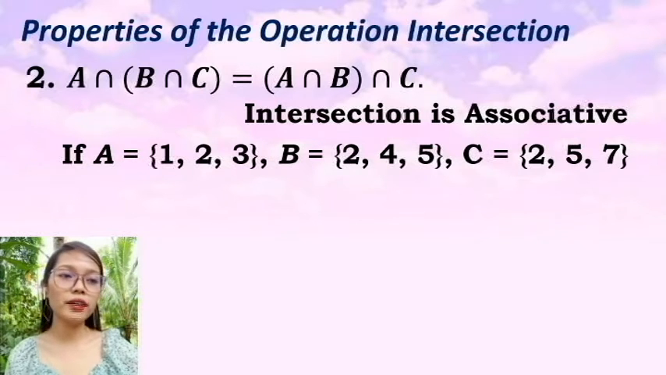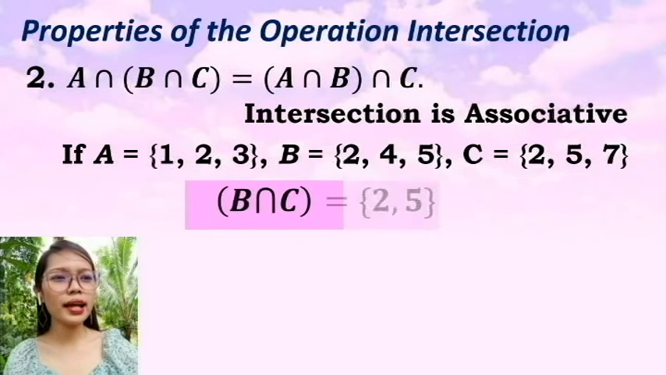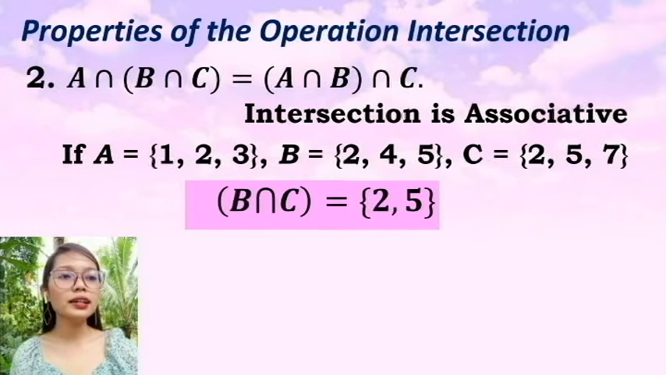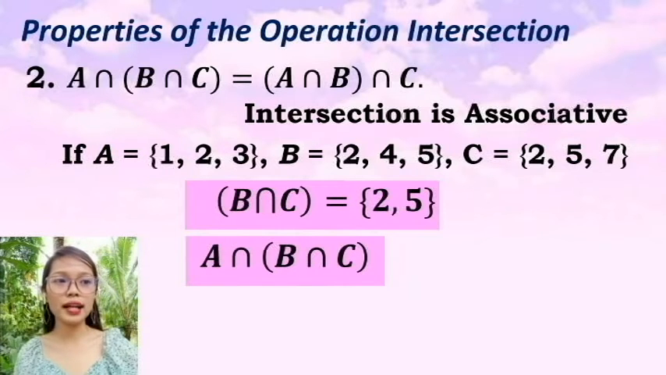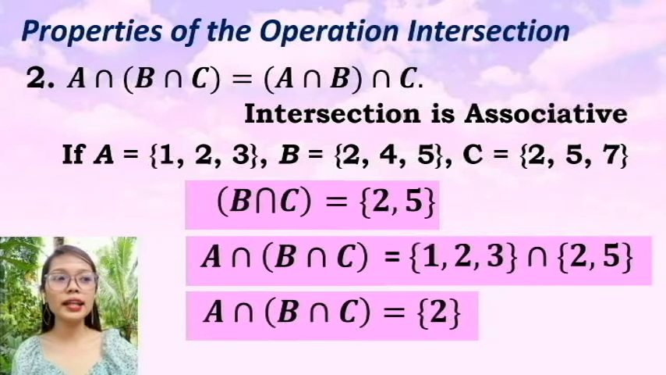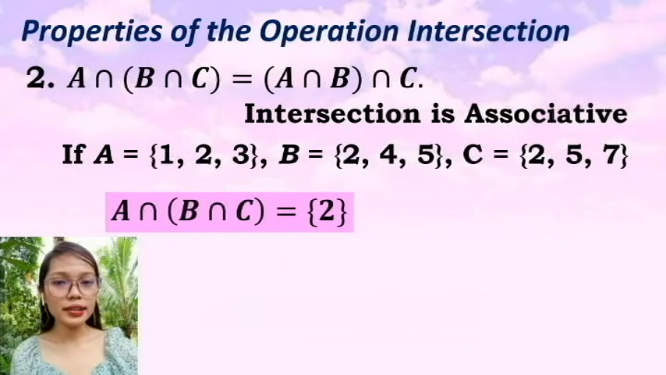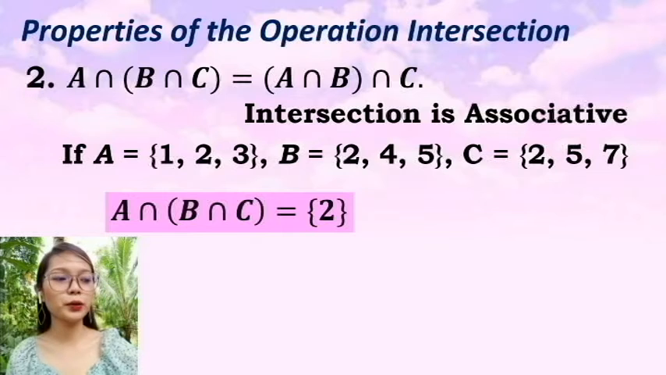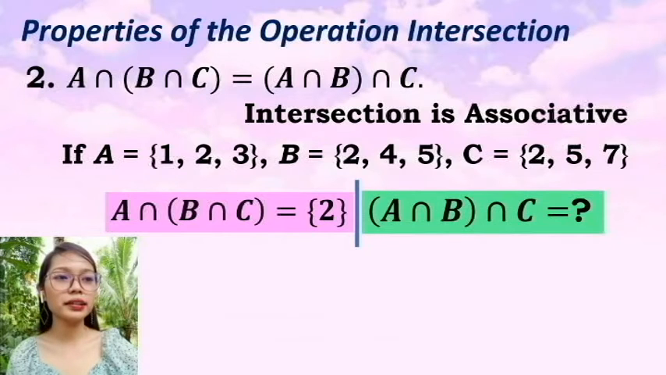Let us simplify first the content of the parenthesis on the left-hand side. So B intersect C. What are the common elements of B and C? Okay, that is 2 and 5. This 2 and 5, we now intersect with all the elements of A. What is common to B intersect C and A? Okay, you're right, 2. And on the right-hand side, let us see if our claim is correct, that A intersect B intersect C is just equal to A intersect B intersect C.